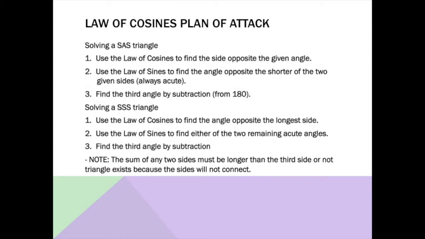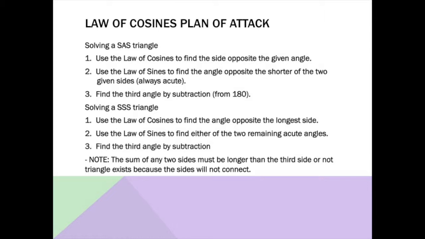When solving a side-angle-side triangle, the plan of attack is as follows. Number 1, use the law of cosines to find the side opposite the given angle. 2, use the law of sines to find the angle opposite the shorter of the two given sides, which is always acute. 3, find the third angle by subtraction from 180.